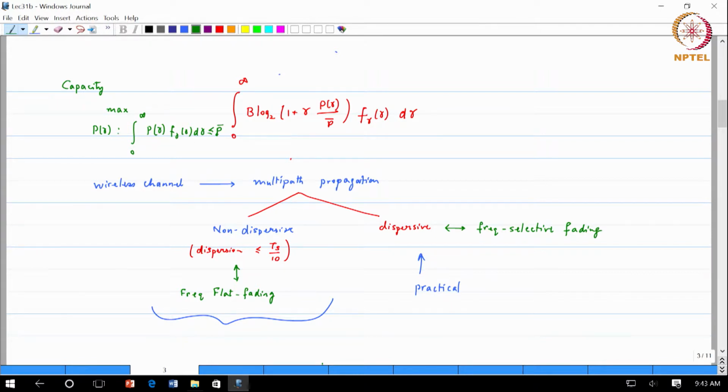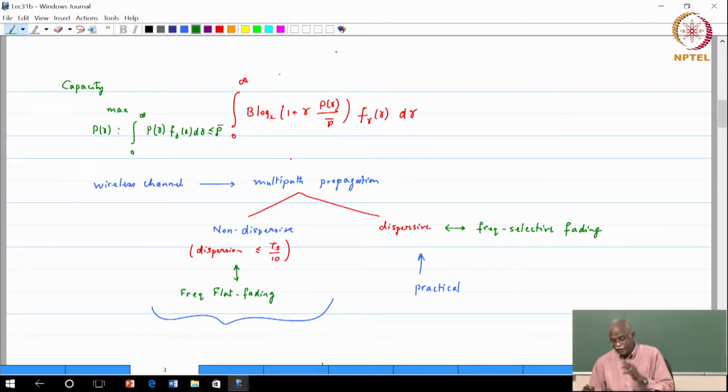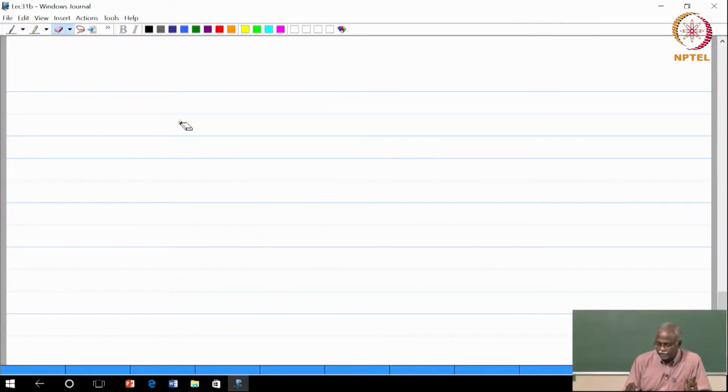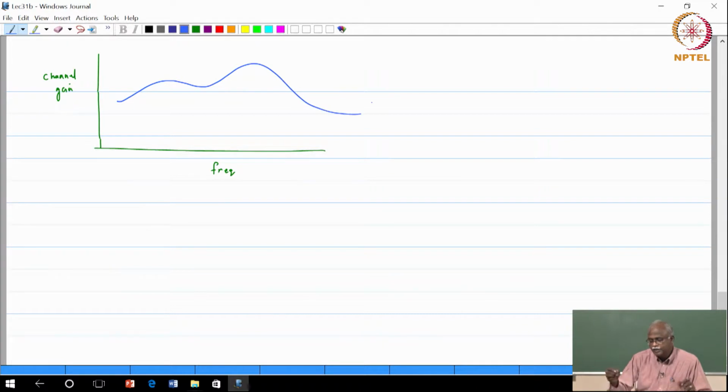Now, I want to move over from here to the right side, where you have dispersive channels, where most of the practical channels that we encounter are of that category. So, the visualization of such a channel: this is frequency. You think of the channel frequency not as being constant. This is the channel gain. A frequency selective fading channel basically says that there is some variation in the gain across the frequencies.